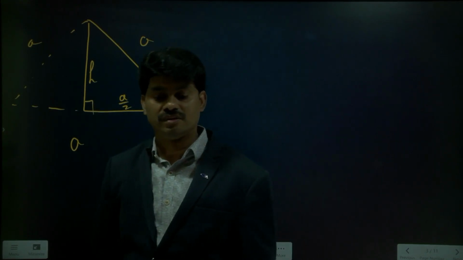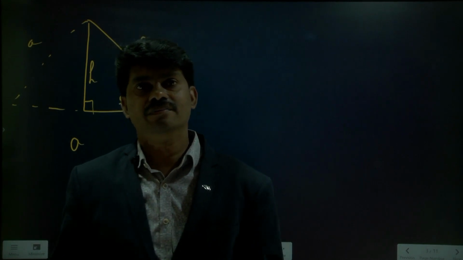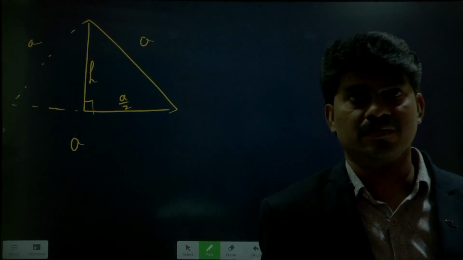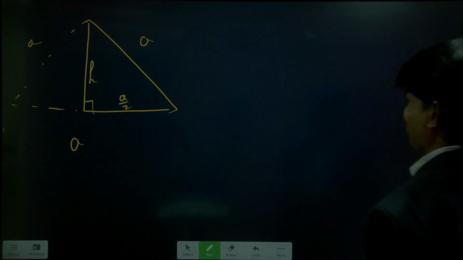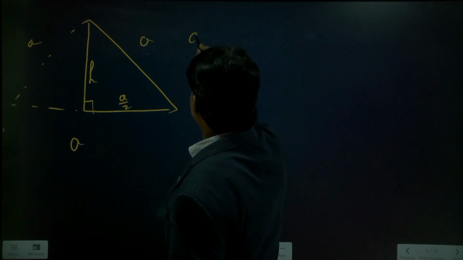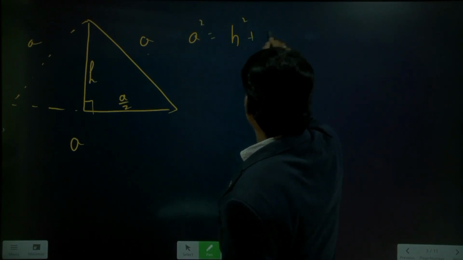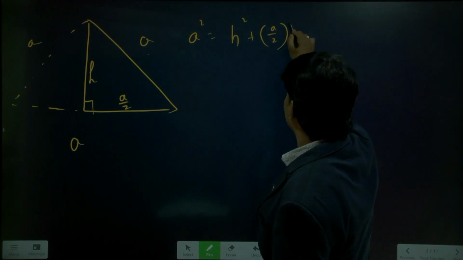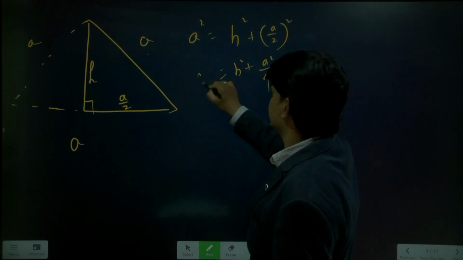So now we shall go to the Pythagoras concept. According to the Pythagoras theorem, the square of hypotenuse is equal to the sum of the squares of the other two sides. Now here the hypotenuse is this one, A. The other two sides: H square plus A by 2 square. A by 2 square is A square by 4.